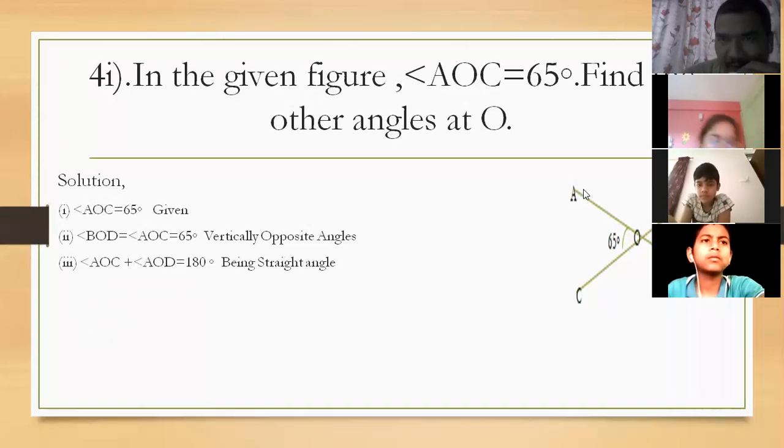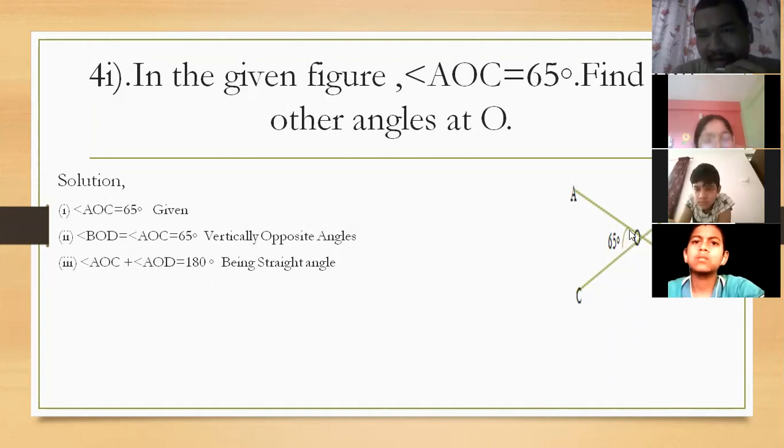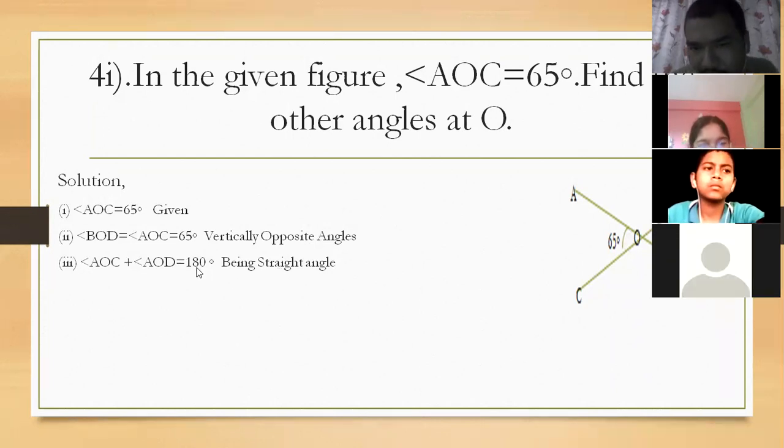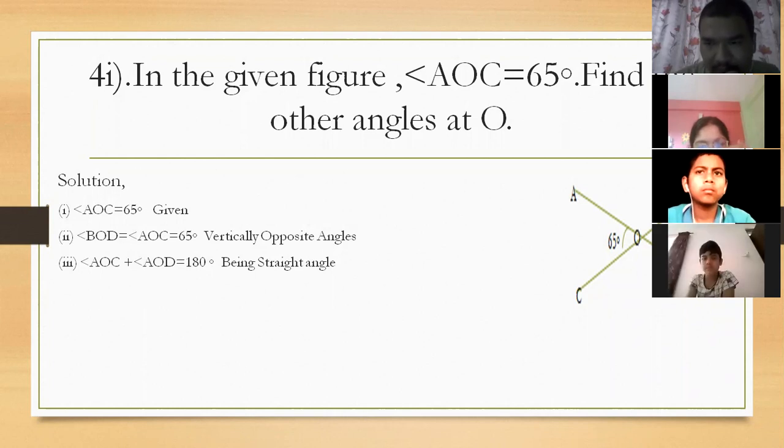For the third step, we have to add this one angle. Look here. Angle AOC and angle AOD we have to add. Okay, children? When we add them, we will have a straight angle. That means their sum will be 180 degrees. Okay, Dishan? Okay, sir.